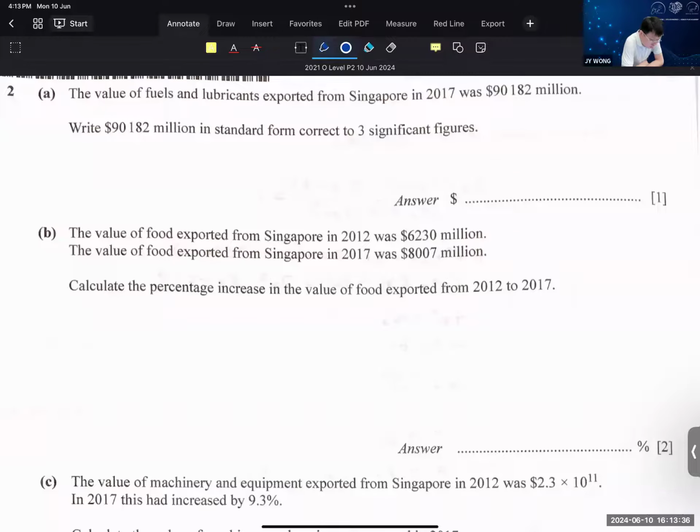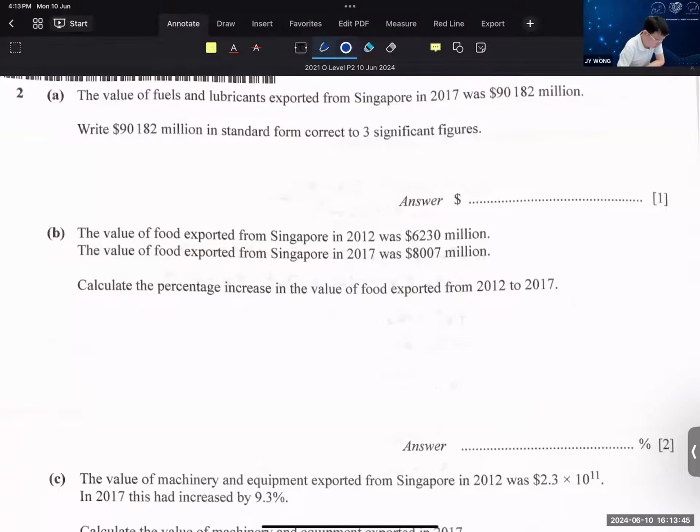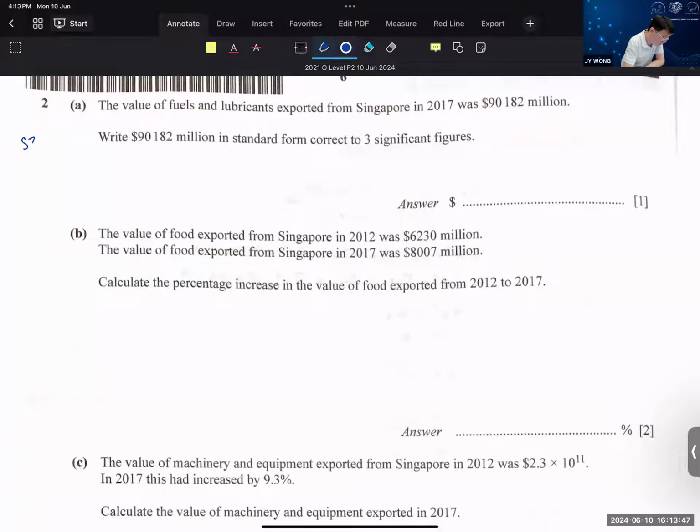The value of fuel and lubricants exported from Singapore in 2017 was 90,182 million, right? In standard form, correct to 3SF. So this is your Sec 3 standard form. So they want 3SF.